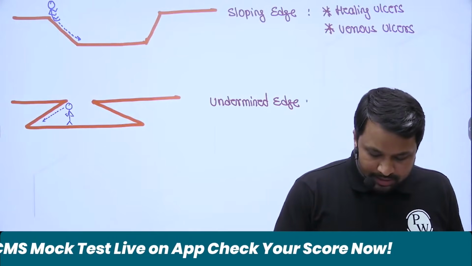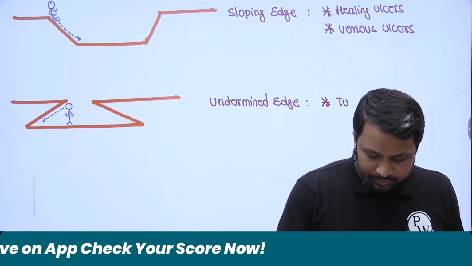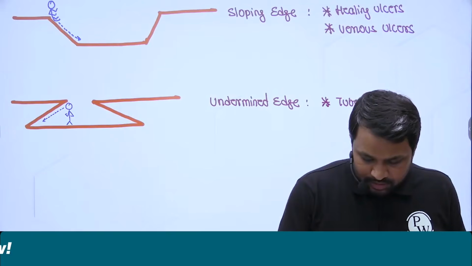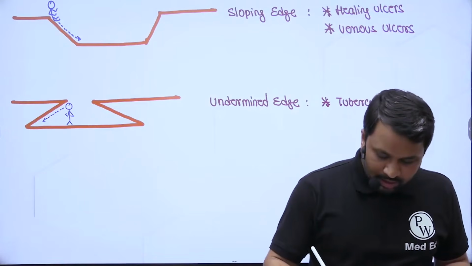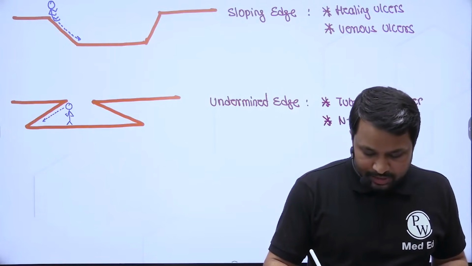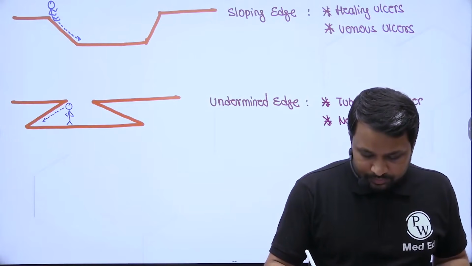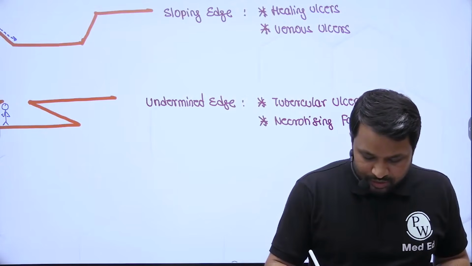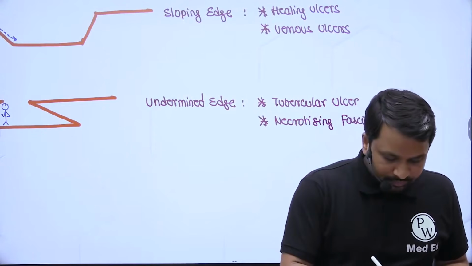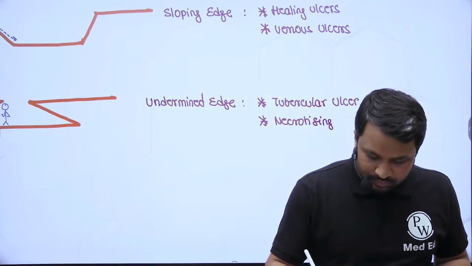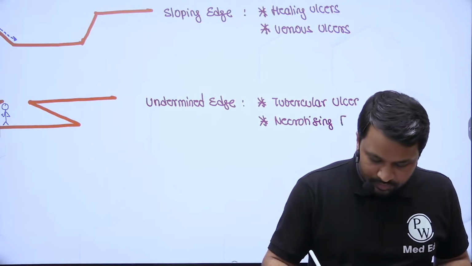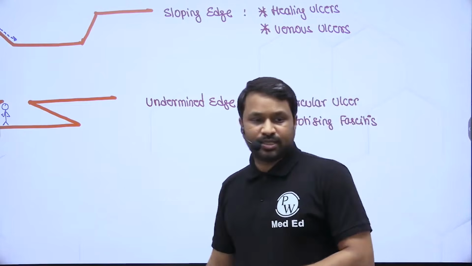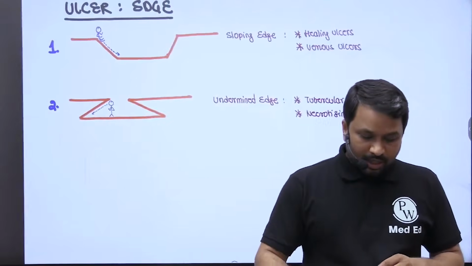Undermined edges are seen in tubercular ulcers. That is because of TB. It is seen in the tubercular ulcer and the necrotizing fasciitis, right? This is about your undermined edge.